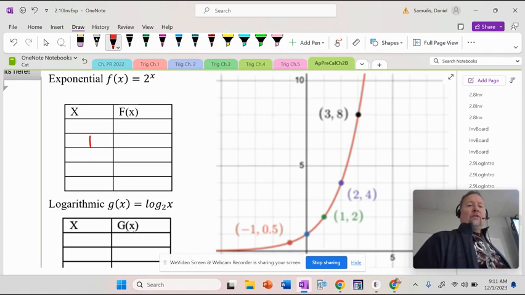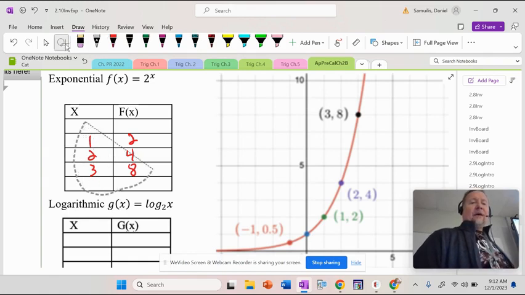So input 1, 2 to the first is 2. I input 2, 2 to the second is 4. You can see those points over on the graph. 2 to the third is 8. And then 2, oh, I know what I should have done. I forgot. My bad.